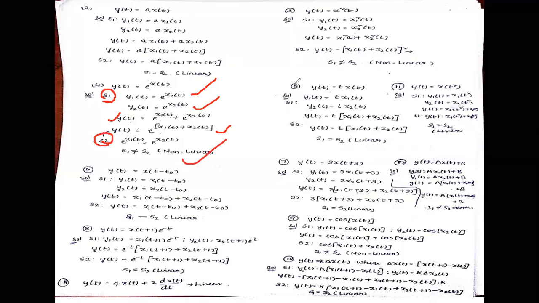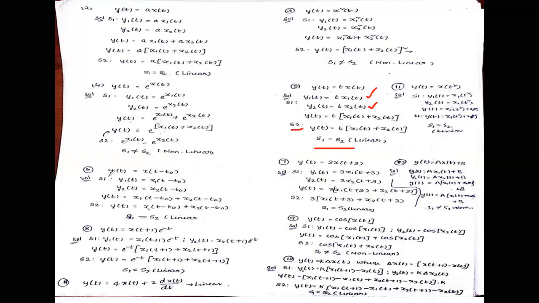Okay, my dear students. Coming to the fifth one here. Fifth example, y of t is equal to t into x of t. So step 1, we take the individual functions. y1 of t is t into x1 of t, y2 of t is t into x2 of t, and y of t is the addition of the two functions. Take t as common, x1 of t and x2 of t. So y of t is equal to t into x of t. Before giving to the system, you have to add the two signals, x1 of t plus x2 of t. So both are the same, s1 and s2 are equal, it is a linear function.